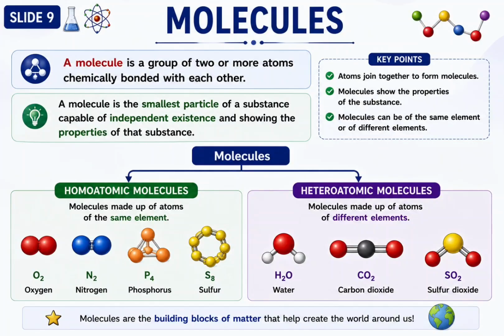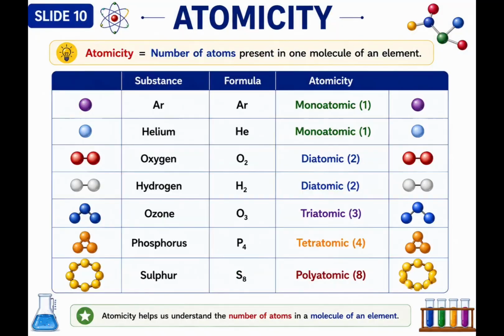So think of it in this way: atom equals one building block, and molecule equals building blocks joined together. Some molecules contain the same type of atoms, like O2, and others contain different types of atoms, like H2O, CO2, etc. Now let's play a counting game.